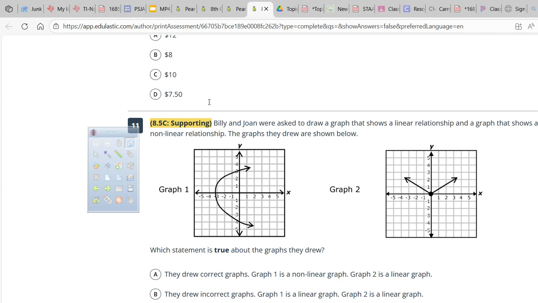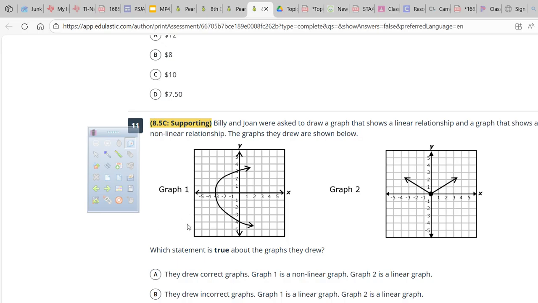Okay, Billy and John were asked to draw a graph that shows a linear relationship and a graph that shows a nonlinear relationship. The graphs they drew are below. Non-linear because it's not linear, it's curved. Linear this way and linear that way. And it has a little curve, that check mark, that corner. Not a good thing.